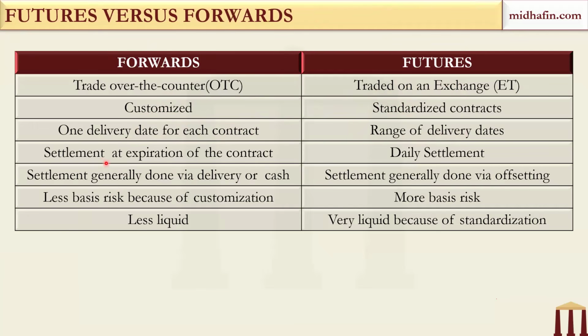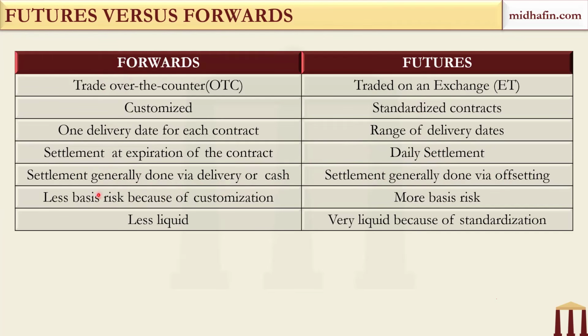For forwards, generally, the settlement is done at the expiration of the contract, whereas for futures, settlement is done on a daily basis, and that is what we call mark to market, the operation of the margin account balance. We have already seen the example, right? Every day settlement is done. In forwards, settlement is done generally via delivery or cash. Whereas in futures, as we just discussed, settlement is generally done via offsetting of positions.